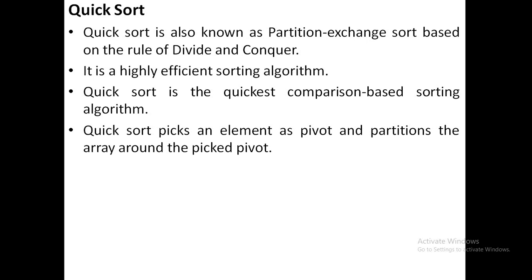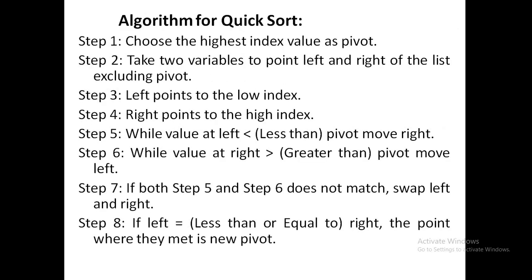Quicksort. Quicksort is also known as partition exchange sort, which is based on the rule of divide and conquer. It is a highly efficient sorting algorithm. Quicksort is the quickest comparison based sorting algorithm. It picks an element as pivot and partitions the array around the picked pivot value.